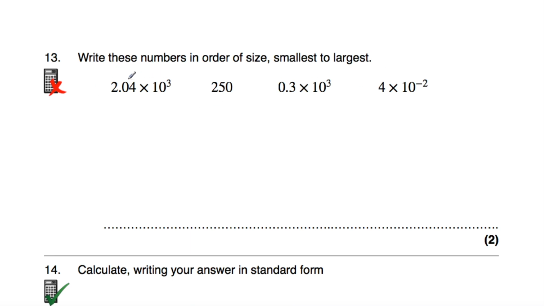So we've got 2.04 times 10 to the negative 3. So that means we're going to move the digits 3 columns to the left. So the 2 will move into the tens, then the hundreds, and then the thousands. The 0 will move into the hundreds, the 4 would move into the tens, and we'll need a placeholder there.